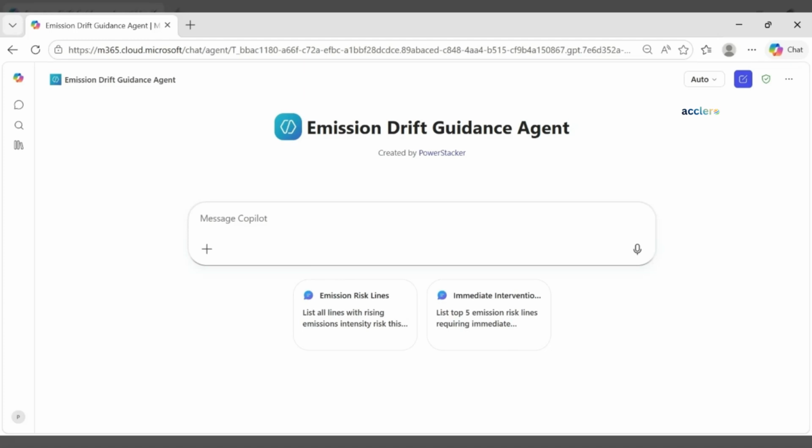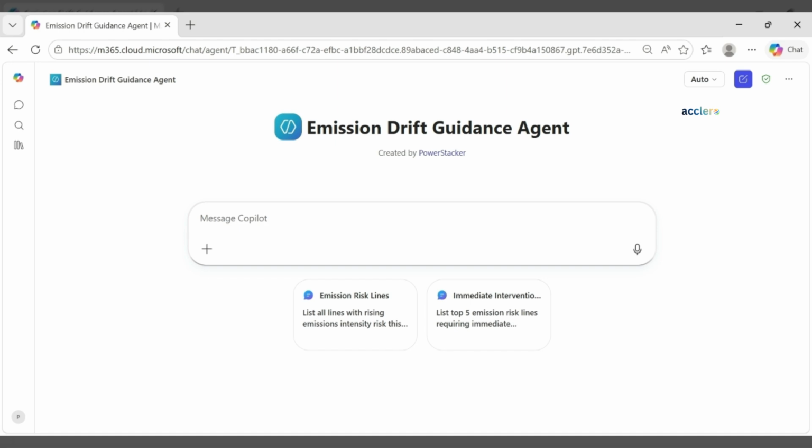This is the emission drift guidance agent. It monitors live manufacturing signals such as energy consumption, throughput, and process variance to detect rising emission intensity during production. So instead of identifying the issues after the shift ends, this agent will provide real-time guidance so the operator can take immediate corrective action.